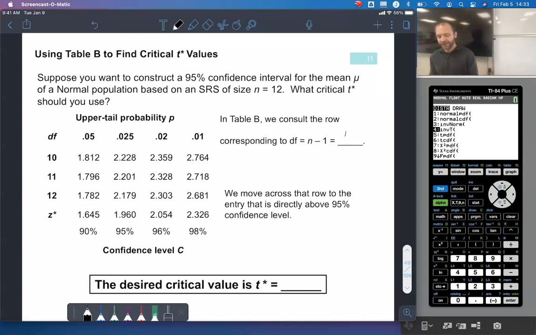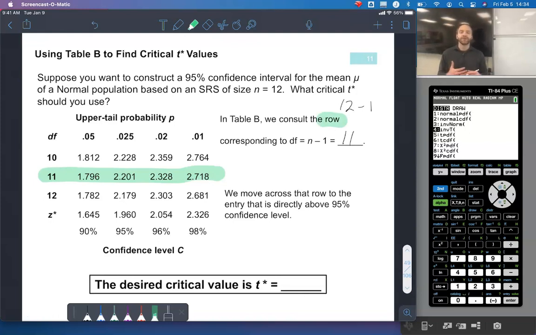And so my degrees of freedom in this case is going to be 11, because I have to do 12 minus 1, and that's going to give me my degrees of freedom. And so I'm looking here. This is the row I'm going to go to. So that's the row I'm looking at.